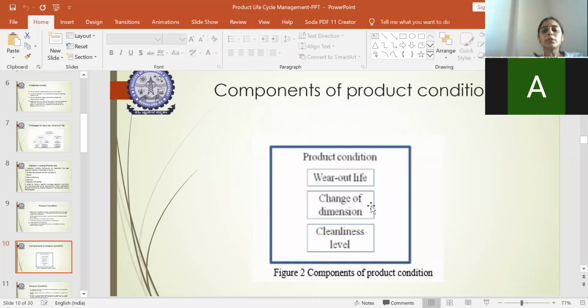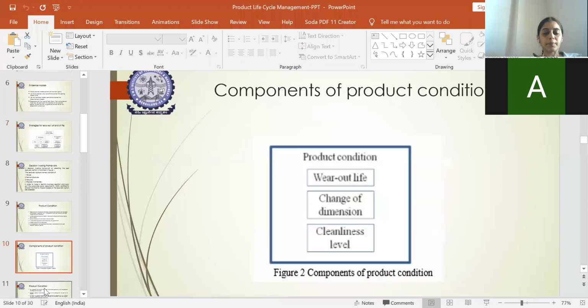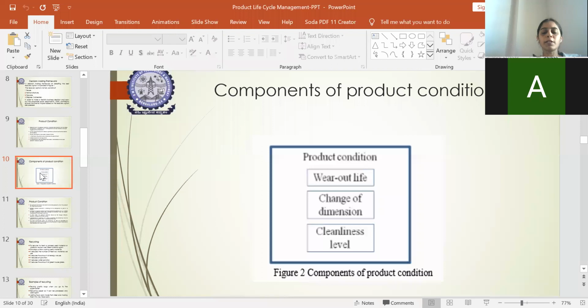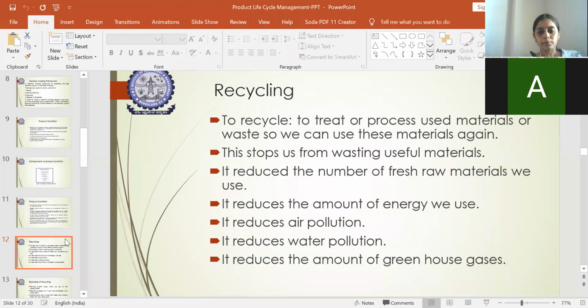So these are the conditions considered as components for evaluating how good the product is, along with profitability and the environmental impact. This is the same thing which has been explained in figure 2. Figure 2 is nothing but the components of the product condition, which are related to cleanliness, change of dimension and wear out life. So this was about the recovery of the product based on different strategies.